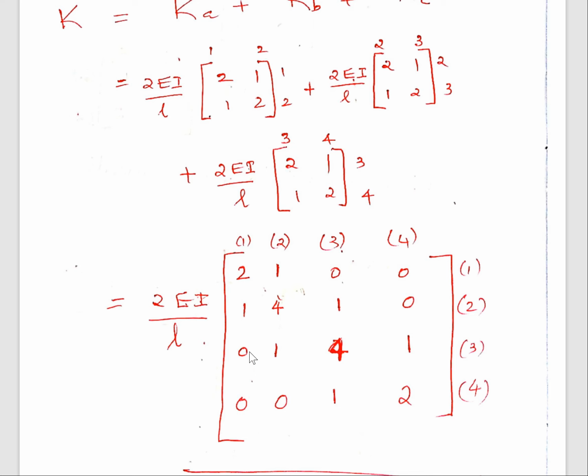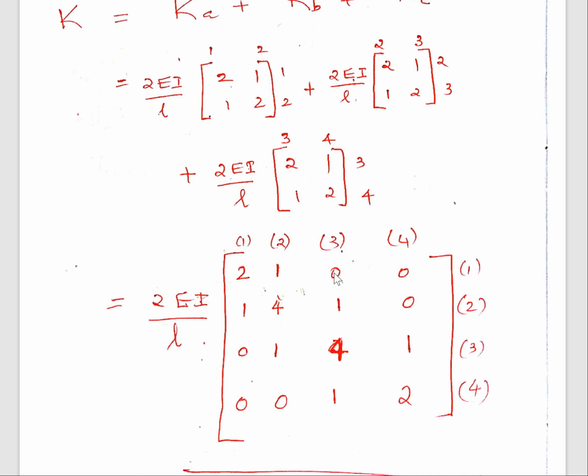First column, third row element we have to find out. We don't have any first column elements, and we don't have a third row. So it is 0. Next is the second column, third row element. Here we have a second column third row element, that is 1. We don't have any other second column third row element, so it is 1.